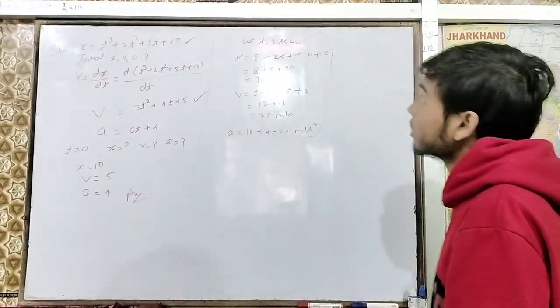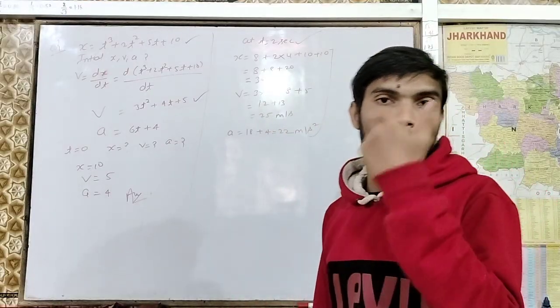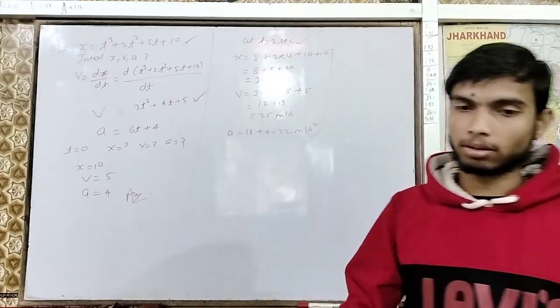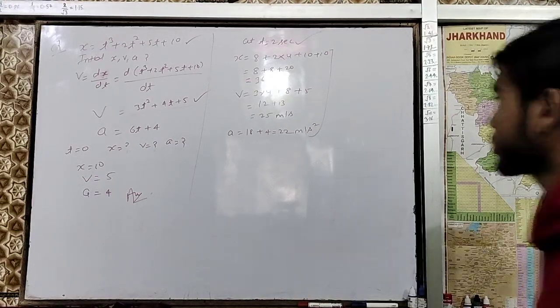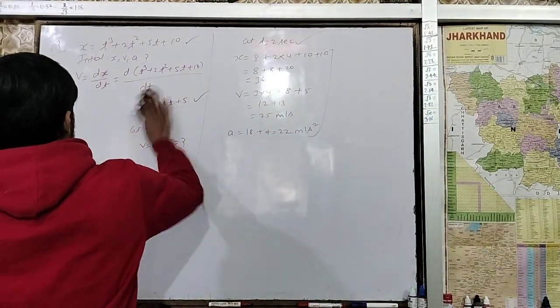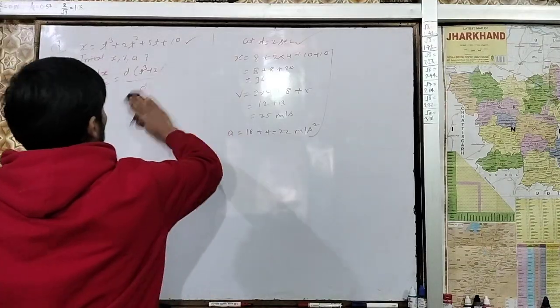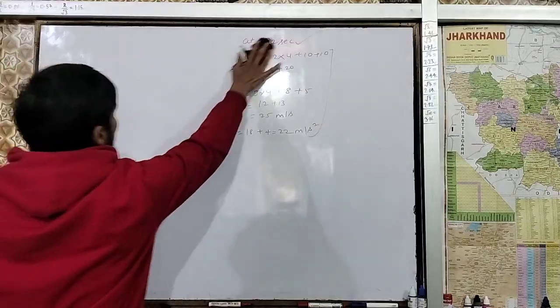That is why you can find the location of x where t is 3, and where t is 4, what the velocity and the acceleration of this particle are. Now next question.